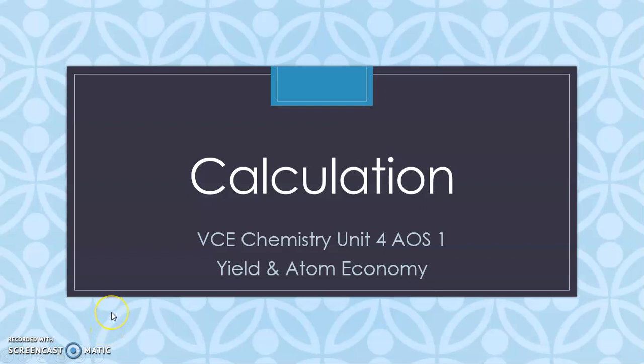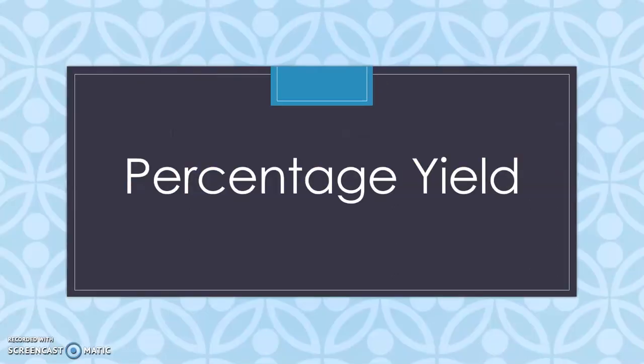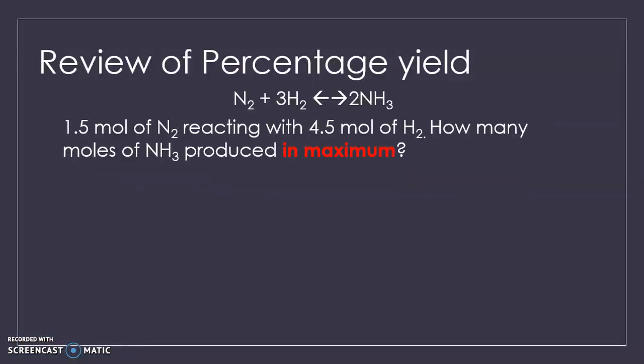BC Chemistry, Unit 4, Yield and Atom Economy. So in this video, we'll talk about how we calculate the yield and/or use atom economy to analyze organic reactions. Let's start with percentage yield.